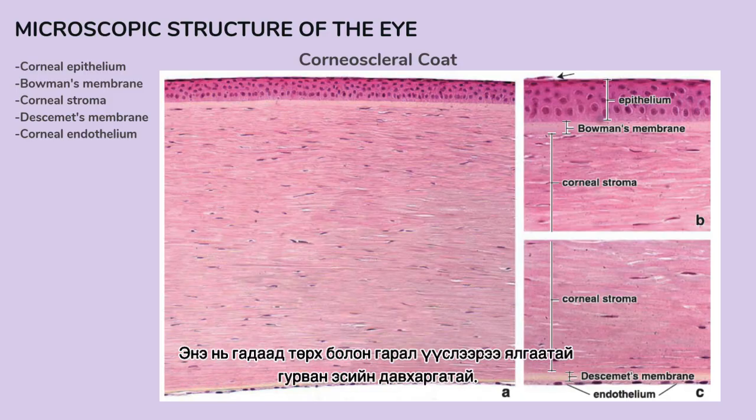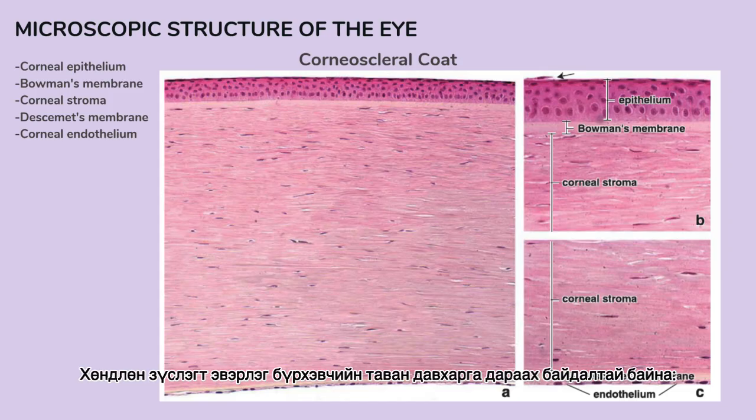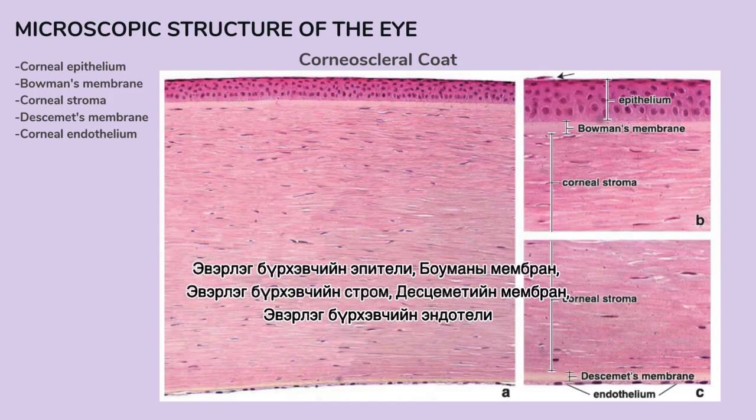It consists of 3 cellular layers that are distinct in both appearance and origin, and those layers are separated by 2 important membranes. The 5 layers of the cornea in transverse sections are corneal epithelium, Bowman's membrane, corneal stroma, Descemet's membrane, and corneal endothelium.